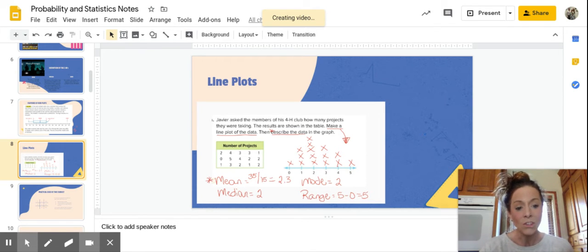My range is where I take my largest number and subtract my smallest number. So in this piece of data, my range is 5. And then to get the mean, you add up all the data pieces and divide by the total number of data that you have. So when I added everything together, I got 35, divided that by 15, and I get about 2.3. And that is how we analyze our data.